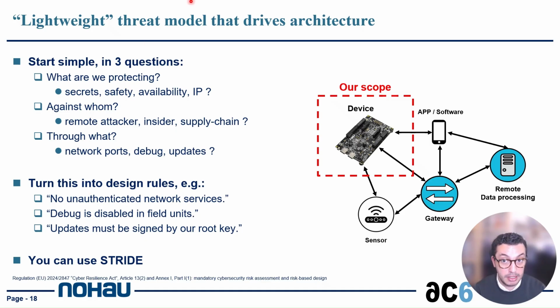So the point here is that the CRA does not require heavy formal modeling, but it does require a clear threat model that drives the architecture and secure-by-design decisions. So we can use STRIDE, which stands for spoofing, tampering, repudiation, information disclosure, denial of service, and elevation of privilege. You can also use DREAD. There are a lot of threat modeling methods that you can use. This is part of how we assess our device to know exactly where the security problems that we need to solve later are, following the requirements of Annex 1.